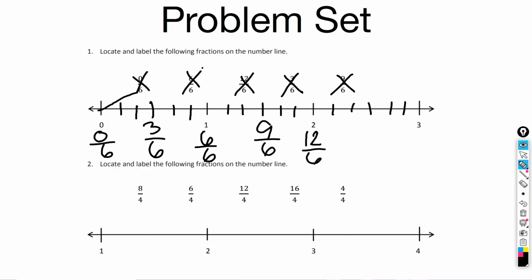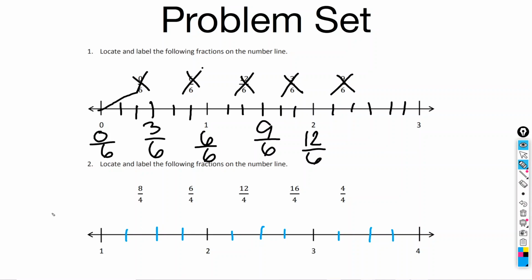Okay, let's go ahead and move on to number 2. Locate and label the following fractions on the number line. So we can see that all of these numbers have a 4 on the bottom, which means we need to break our number line into fourths. So I'm going to break it in half and break it in half again.